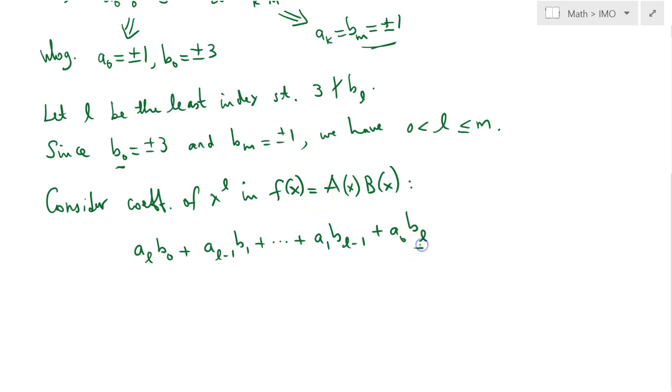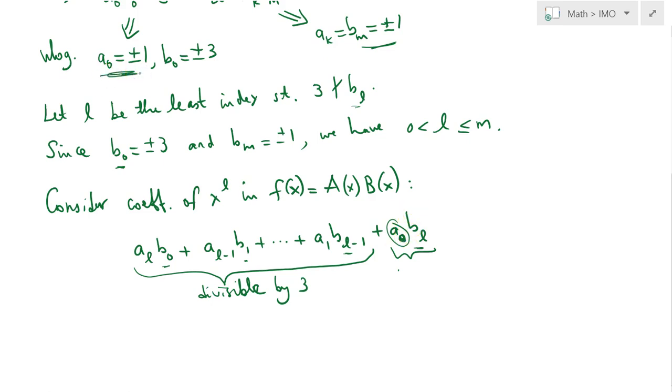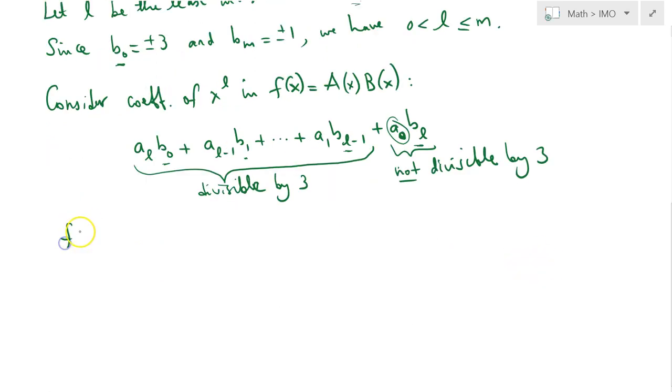Knowing that L is the least index such that b sub L is not divisible by 3 suggests that b sub 0, b sub 1, all the way to b sub L minus 1 are all divisible by 3, implying that this whole part is divisible by 3, versus this last term: a sub 0 is plus or minus 1, so it is not divisible by 3, and b sub L is not divisible by 3, as a result this last term is not divisible by 3. And it's because of the observation that we made early on.